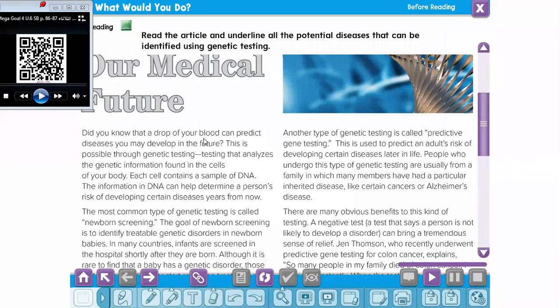Drop all of your oil, blood plant can predict diseases.